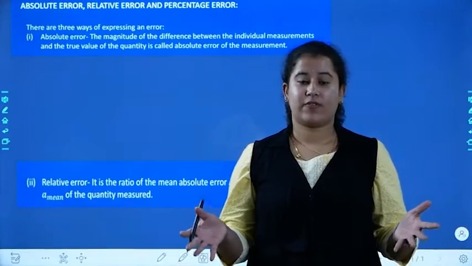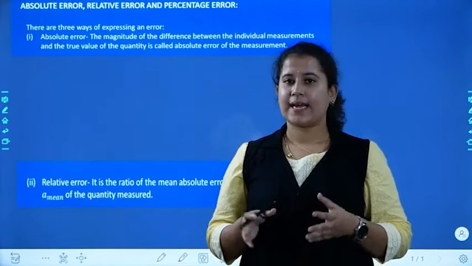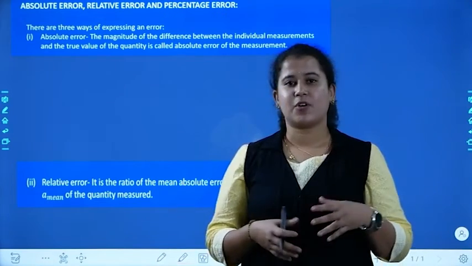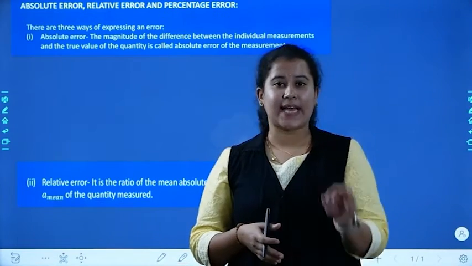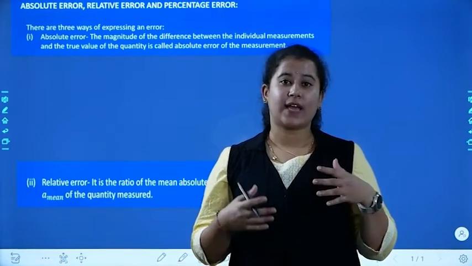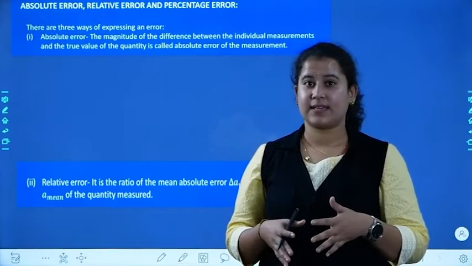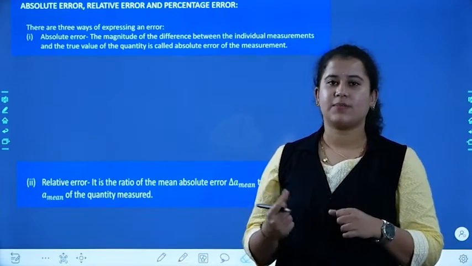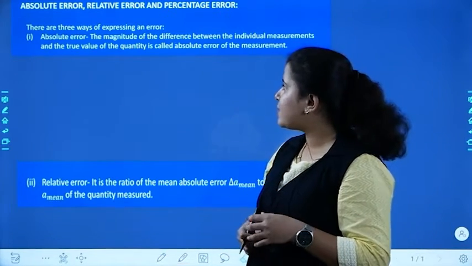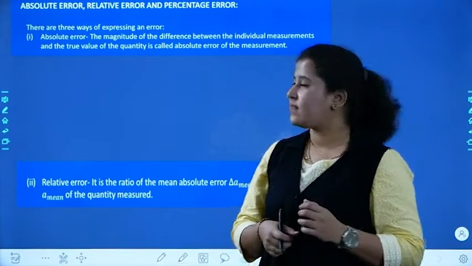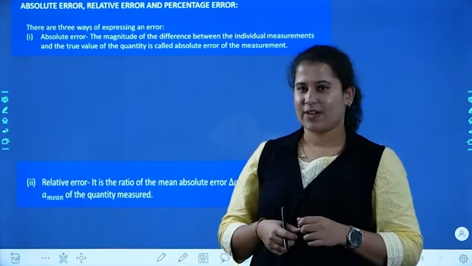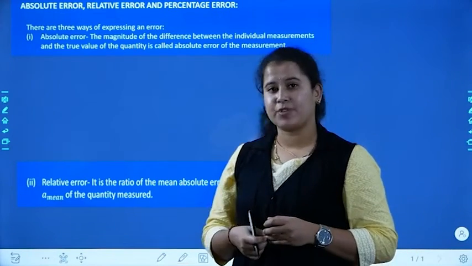So we have seen 4 different types of errors. And in this, we'll check the other types of errors, where we can calculate the errors. Like, how can we calculate the errors? So that is taken by these types of errors. The first one is absolute error, the second one is relative error, and the third one is percentage error. Okay, moving on to the first, the absolute error.